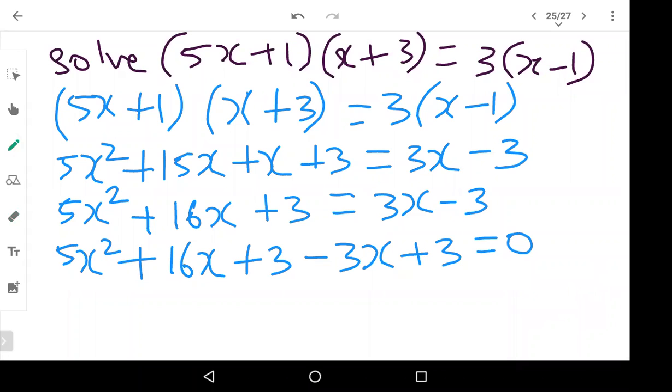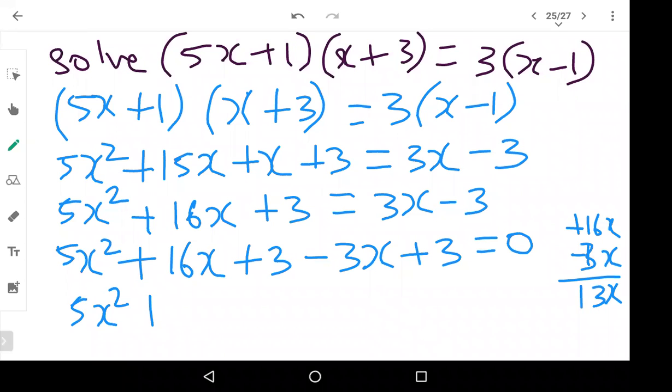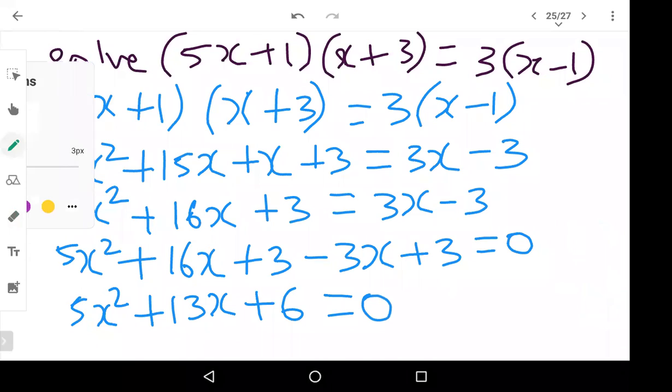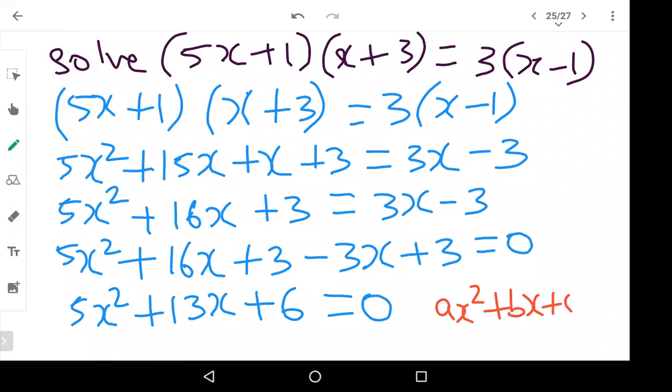Now in next step, 5x square, you have plus 16x minus 3x. So how much do you get? Plus 13x. So 5x square plus 13x. And if you see here, plus 3 and plus 3 is plus 6 is equal to 0. So we derived the equation in the form of ax square plus bx plus c is equal to 0. Okay, so this is the form we got.